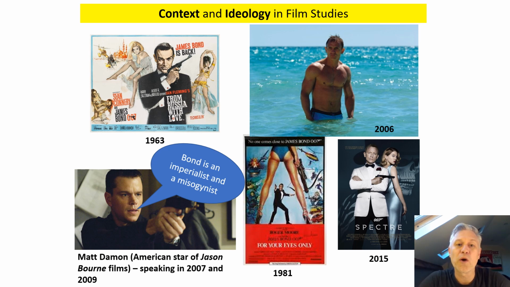Context is what is going on in the world when a film is made, and ideology is the messages, beliefs and values that films communicate to audiences. If you look at Bond films, I've got a poster from 1963 for From Russia with Love, and a poster from 1981 for a Bond film called For Your Eyes Only. Just notice in both of those posters the representation of women. Women are highly objectified in those earlier James Bond films. In the poster for For Your Eyes Only, there's something we refer to as dismemberment. All we see is the bottom and a pair of legs of a woman, hence this term dismemberment.